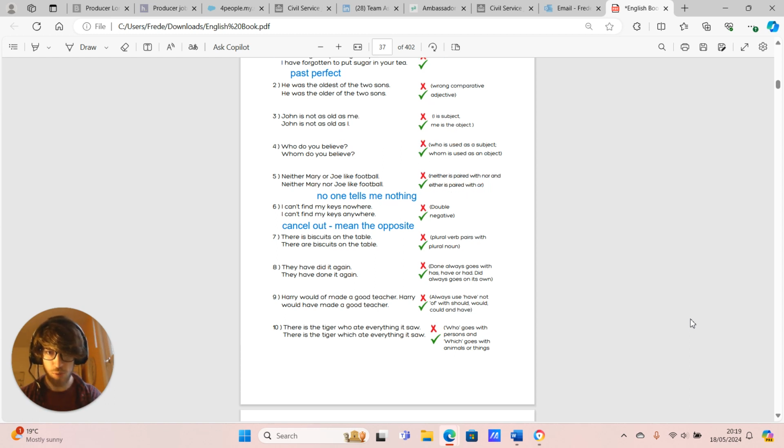Right, this is a very simple one, number 7. Just make sure your plural verbs align with plural nouns. Okay, "there is biscuits on the table." There are biscuits on the table. Remember, we spoke about a word, conjugations. I'll write it again.